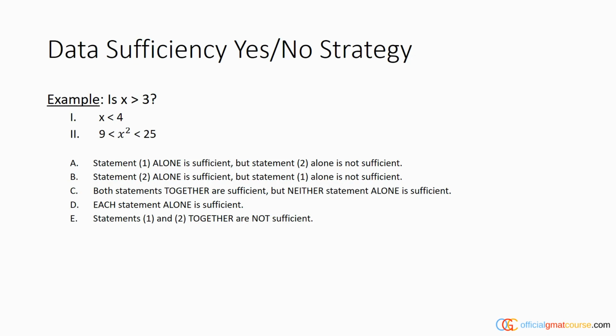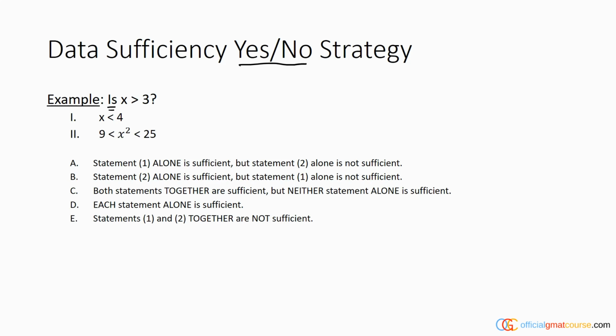Right, when it comes to data sufficiency, because it is a unique game, we have some unique strategy involved that can help us on test day, just generally speaking. So there are two types of data sufficiency questions. First type is a yes/no, and we're going to cover the other type, which is a value question, in another video.